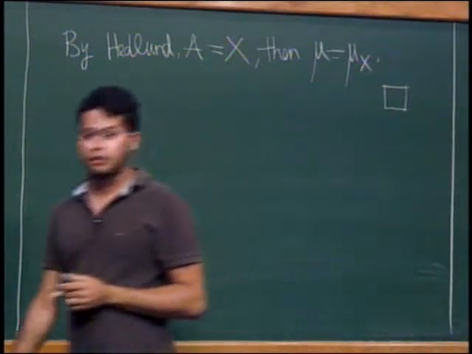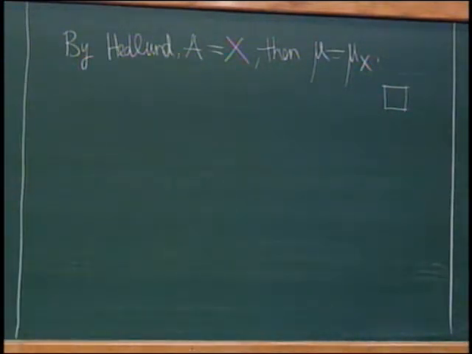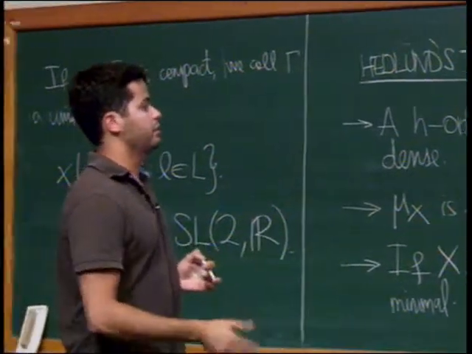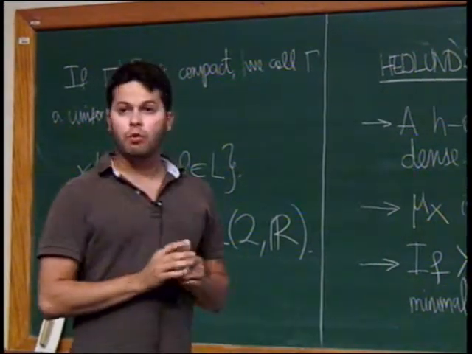Okay? So this is a proof using Ratner's theorems to show their strength. Okay, so we are in good shape. We know the situation, the measure classification, when the quotient is compact.